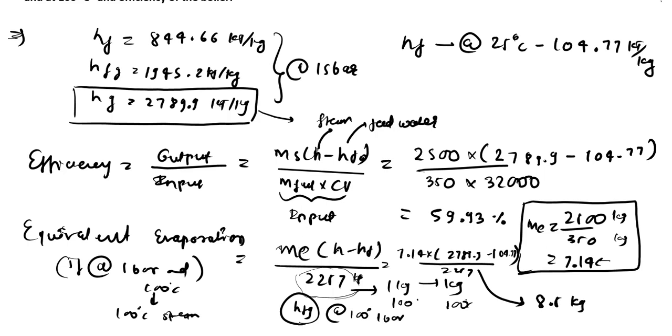Again, the kilojoule in the numerator and the kilojoule in the denominator get cancelled, and you only remain with the mass equivalent value, which is kg of steam per kg of coal. So this is how much your boiler can generate at standard conditions. This is how you can interpret your answer: 8.5 kg of steam is what your boiler can generate if you have standard conditions. So this is how you can solve this question. Thank you.